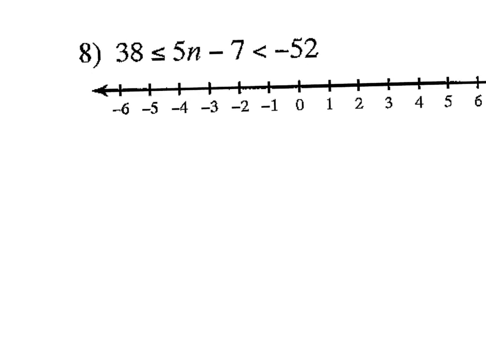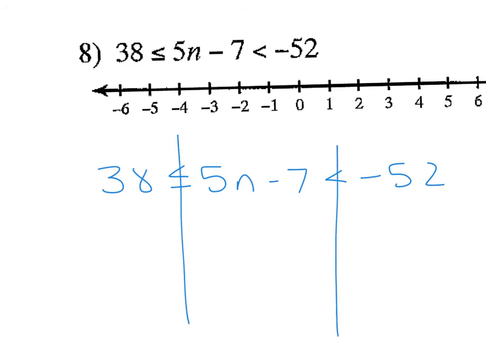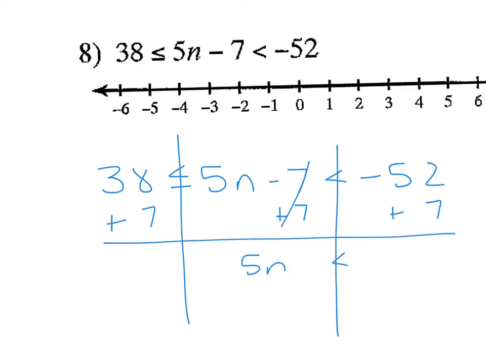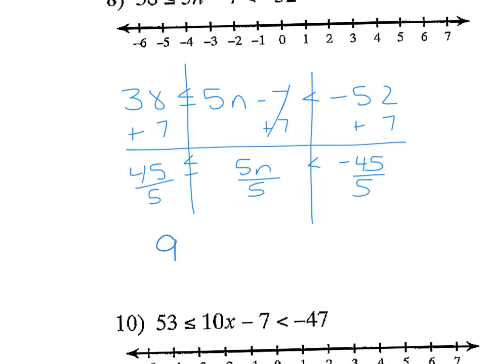Okay, so let's practice it again. So 38 is less than or equal to 5n minus 7, which is less than negative 52. Okay? All right, so I'm going to go ahead and draw a wall here. I'm going to add 7, but I'm going to do it to both the outside endings here. So I have a 5n left over in the middle. I have 45 on this side. On this right-hand side, different sign subtract, so I get a negative 45. So now I'm going to divide by 5 on both sides and get 9 is less than or equal to n, which is less than negative 9.